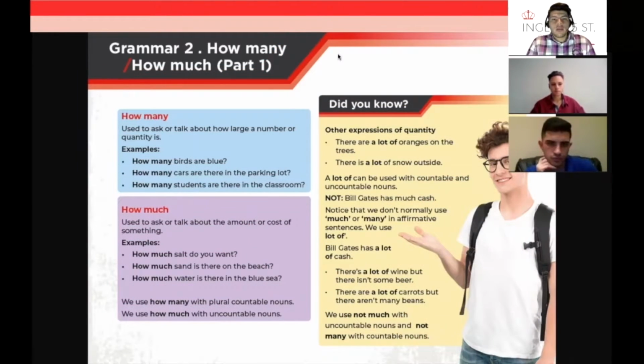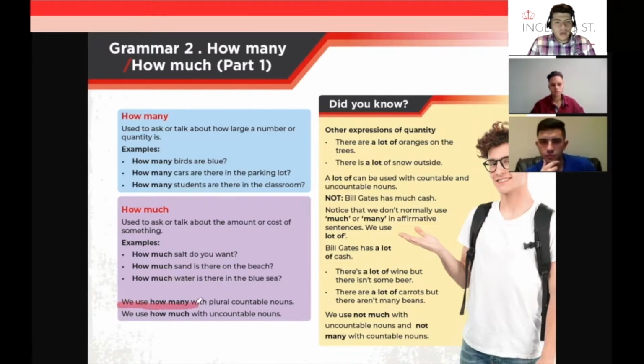How many and how much? These are the question forms. Grammar 2, how many, how much? Okay, blue box, it says how many. Used to ask or talk about how large a number or quantity is. How much? Used to ask or talk about the amount or cost of something. Realmente la definición de how many, how much no hay que estudiarla muy a fondo, lo importante realmente es esto que está abajo.